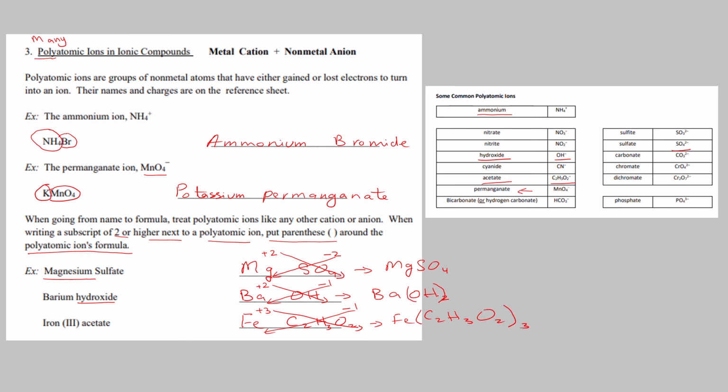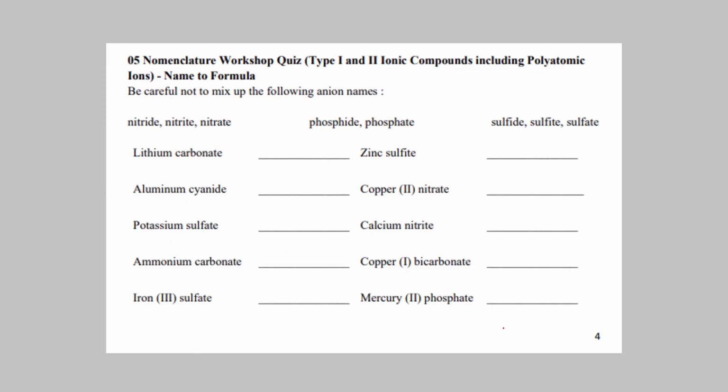Okay, so always remember to use a parenthesis around a polyatomic ion if the subscript is 2 or higher. Now you guys can do this practice on your own. One thing I want to caution you about is to be careful not to mix up these anion names.